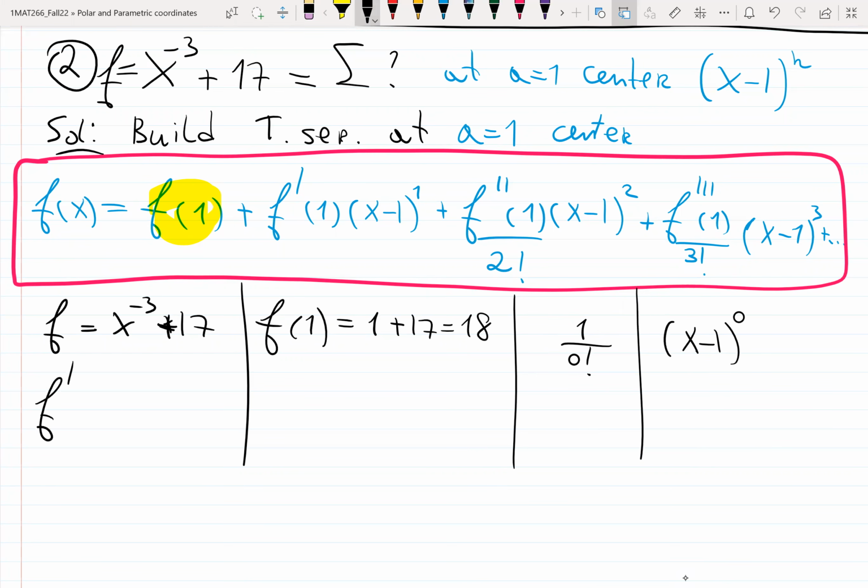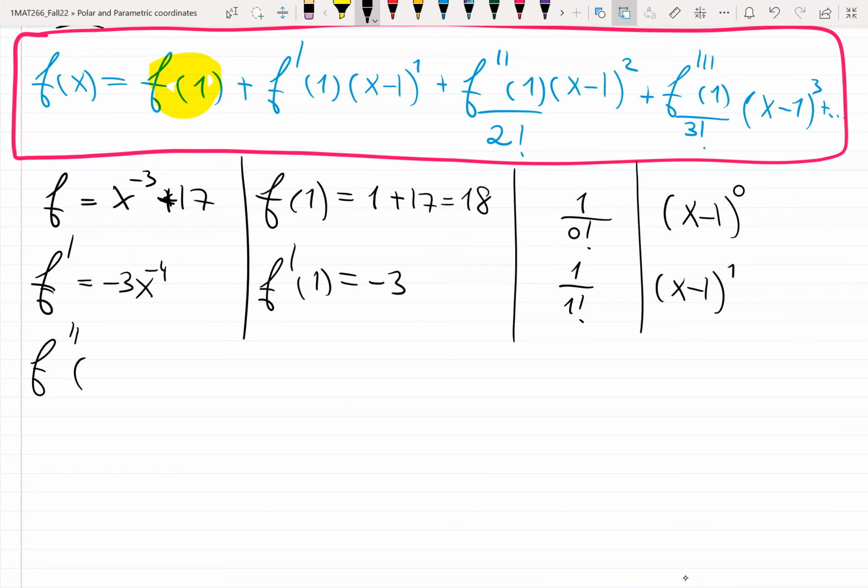Now the first derivative is minus 3 goes down to the minus 4. Who keeps integrating instead of differentiating? I saw several people doing that. Stop integrating when we need to differentiate. Minus 3 goes down to the minus 4. Plug 1 into this madness. It's going to be minus 3. Then it will be divided by 1 factorial and multiplied by x minus 1 to the 1.